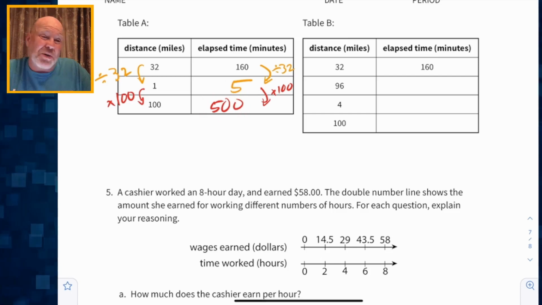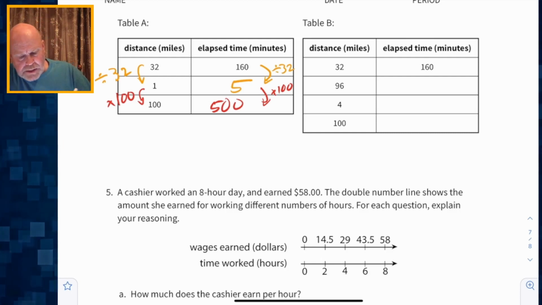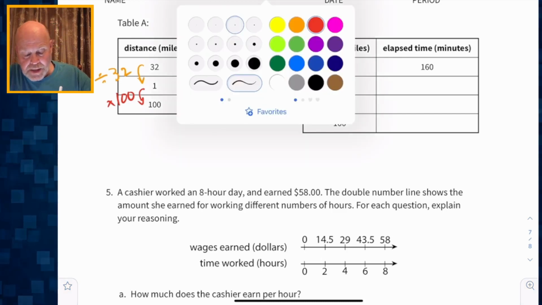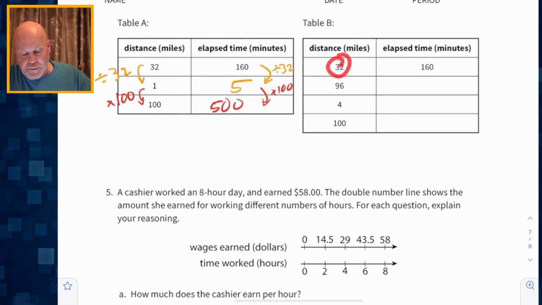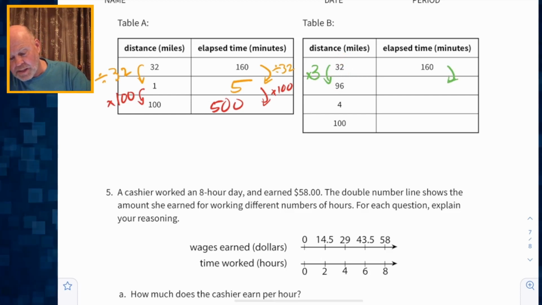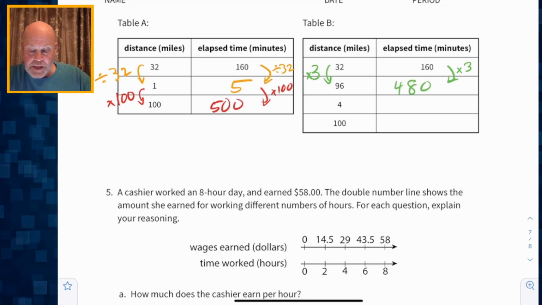Now, table B is supposed to give us the exact same answer. Let's take a look. For some reason, they go from 32 up to, oh, I see what they did. Okay, this is tricky. Neat. They said, to go from 32 to 96, that's triple. So we take our 160 and triple it, and we get 480. And then we've got 4 miles.